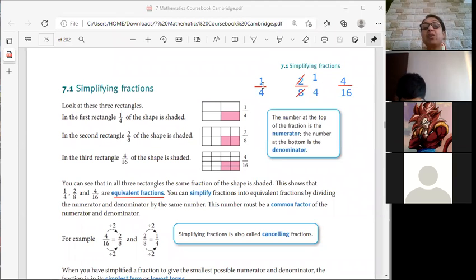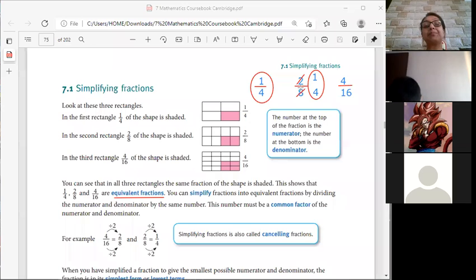So 4 will become 2, 8 will become... Can you see that the first fraction that I have, and the second one, when I reduced it, do you think it became the same? At least they look the same. I don't know if they feel the same. They are the same, no? 1/4 and 1/4. Don't you think it is the same?